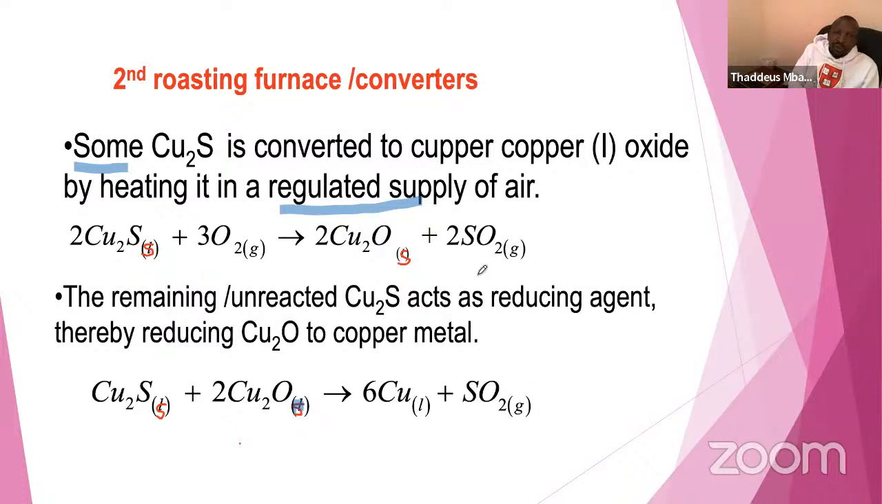Then the copper obtained here is called blister copper. It's called blister copper because it appears as blisters due to the escape of the sulfur dioxide. You see, when you have something like a liquid and a gas is coming out, the copper will appear distorted, like blisters, because of the sulfur dioxide gas as it tries to escape out of the copper. That's how the name blister copper came about.